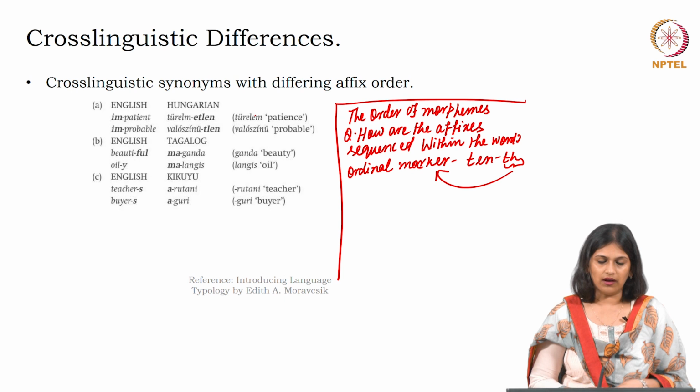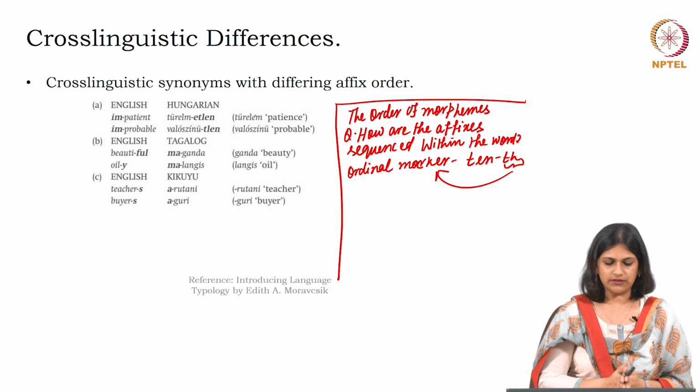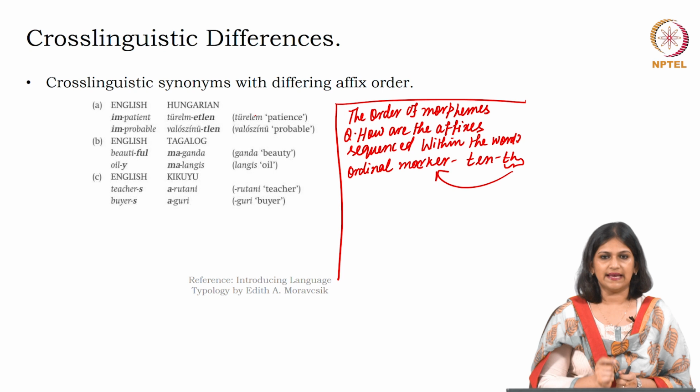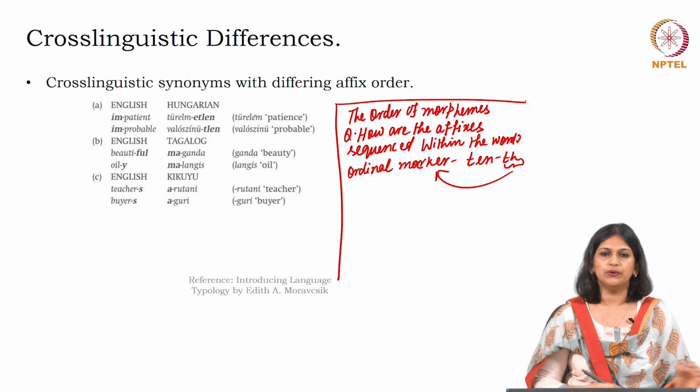In the case of Tagalog, it's just the other way around. In this case, the morpheme is attached before the root word. So that's the difference between English and Tagalog. A similar kind of difference we also see in the third example, example number C. So English and Kikuyu, so teachers, that's a plural marker. Buyers, again the plural marker. So S is the plural marker in both words, and in both instances these are suffixes. In the case of Kikuyu, A is the plural marker, but they are used before the word, so they are prefixes.